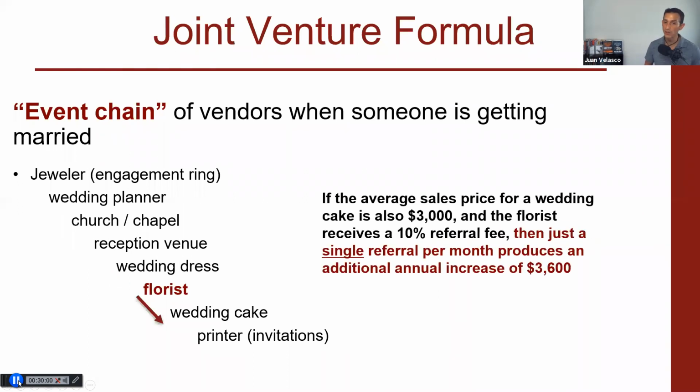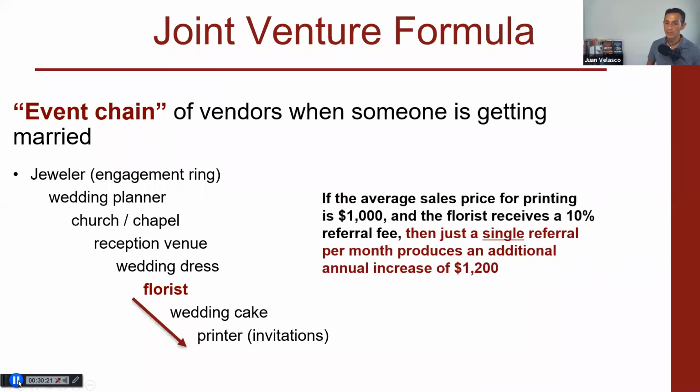Now, if we take the other side of it, if the average sale price of a wedding cake is also $3,000, and if the florist receives about a 10% referral fee from the wedding cake maker, this produces for her another $3,600 of annual sales, giving referrals out, right? And then again, if the average sale price for the printer is about $1,000, and if the florist receives a 10% referral fee, then with just a single referral per month she'll receive another $1,200 of annual increase in sales. And again, this shows that the event chain is both sided, right?